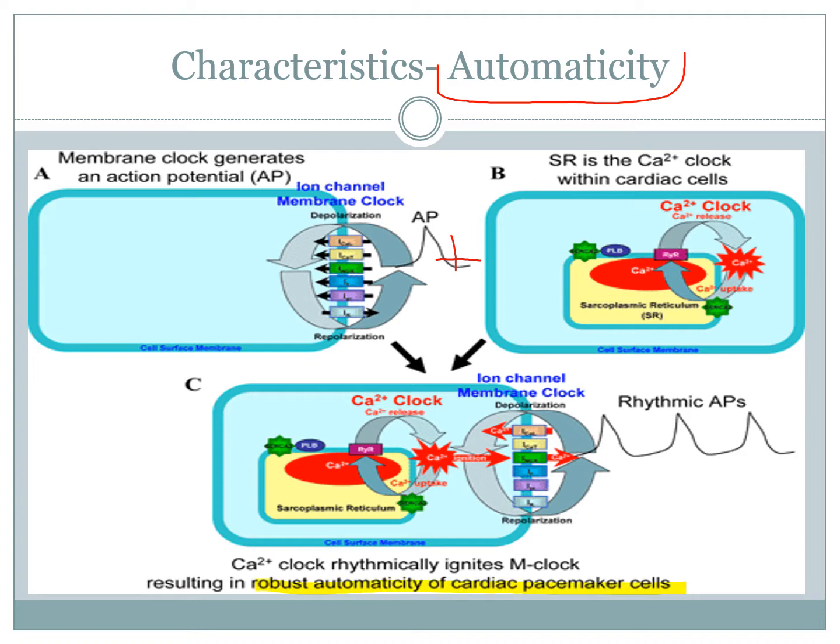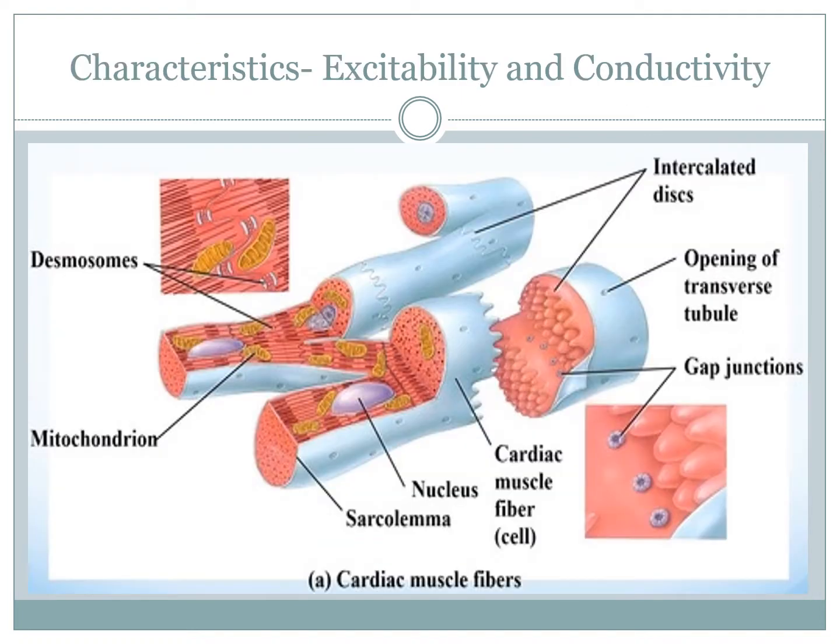The second is they're excitable. They have excitability, so they have something known as an action potential. They're able to be stimulated by external or internal stimulus, and it's that excitability that allows the heart to generate its contraction. One that complements excitability is its conductivity.